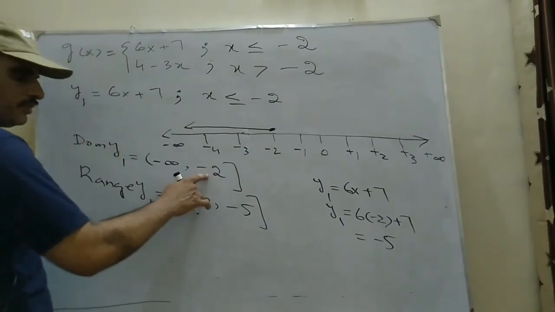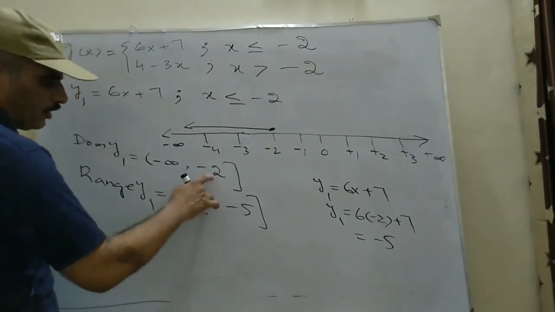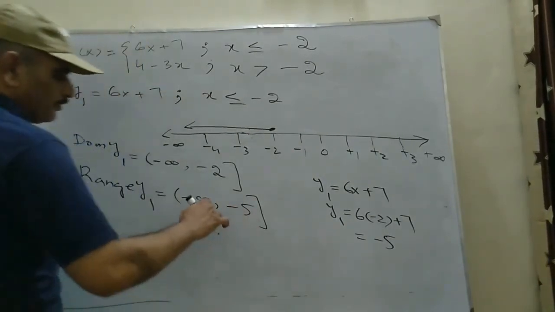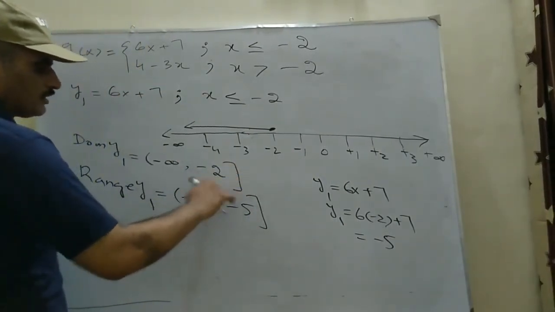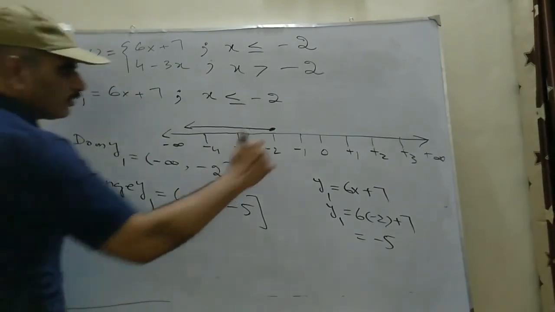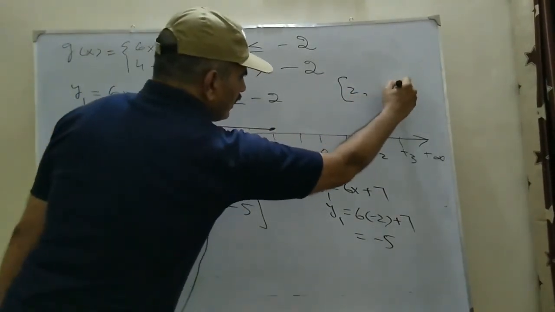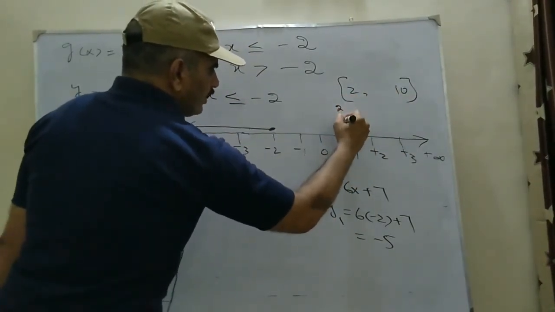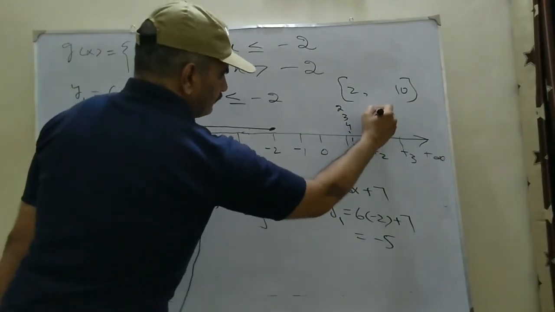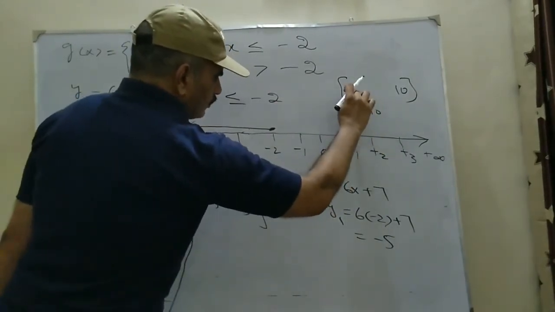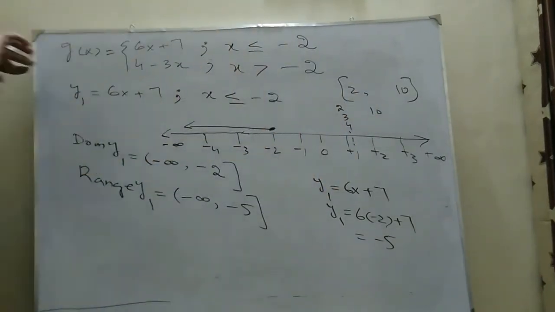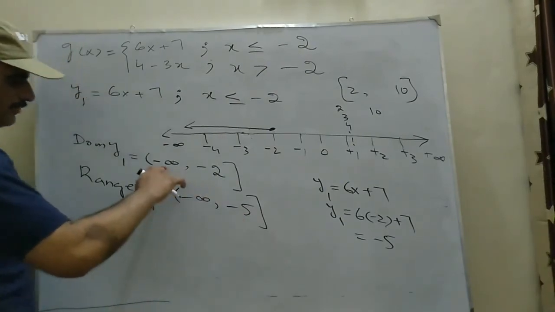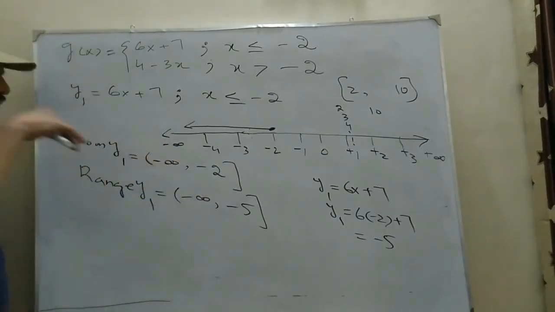As minus 2 is included, the range value minus 5 is also included. It is called a closed interval. When you are using a closed interval like 2 and 10, it means 2 and 10 are included. The values will be 2, 3, 4 and so on up to 10. So 2 and 10 are included in the answer. In a similar way, minus 2 is included, minus 5 is included, but minus infinity is excluded in both cases.